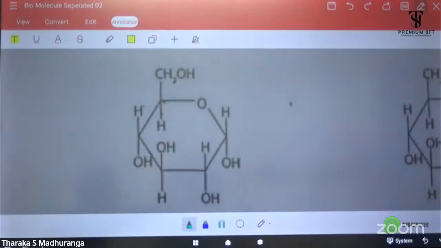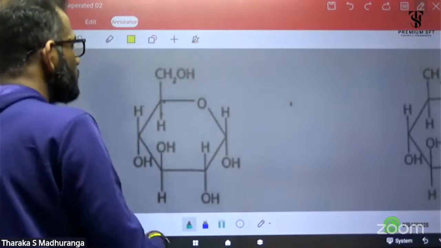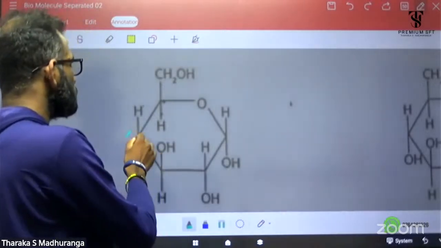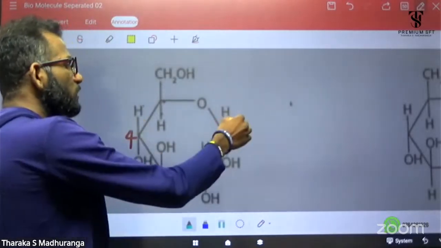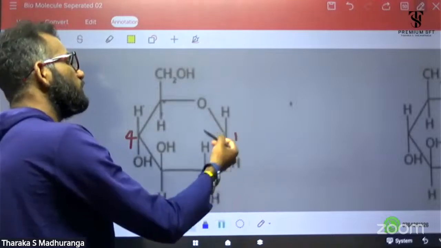Very good, Salmia. Yes, all are correct. It is glucose because the fourth carbon OH is downward and the first carbon OH is downward, so it is alpha glucose.